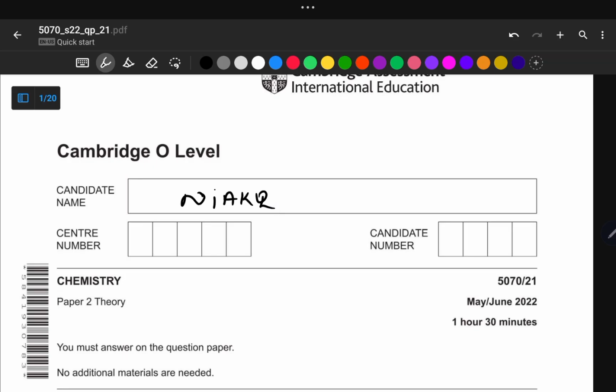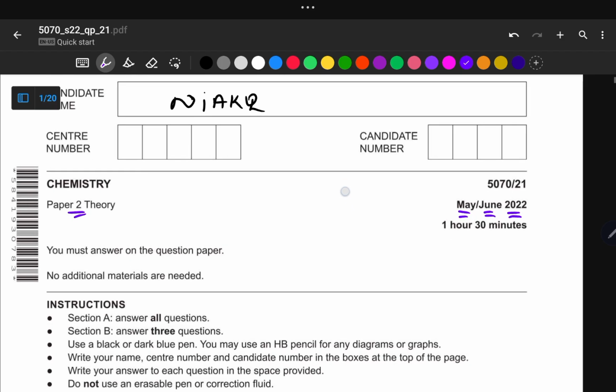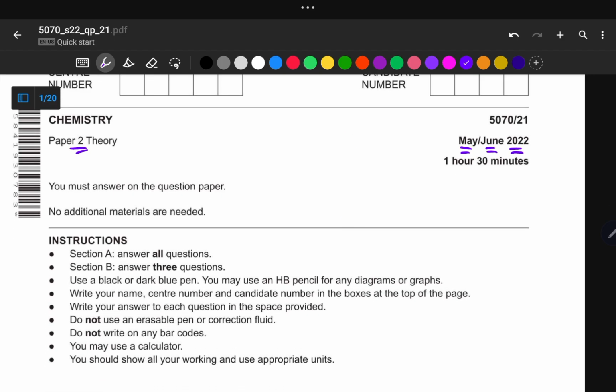So today we are going to have the chemistry revision of the May-June 2022 theory paper from the Cambridge exam board. Here we don't mainly focus on one exam board, but we try to broaden our foundation by understanding as many questions as possible from different exam boards, right?